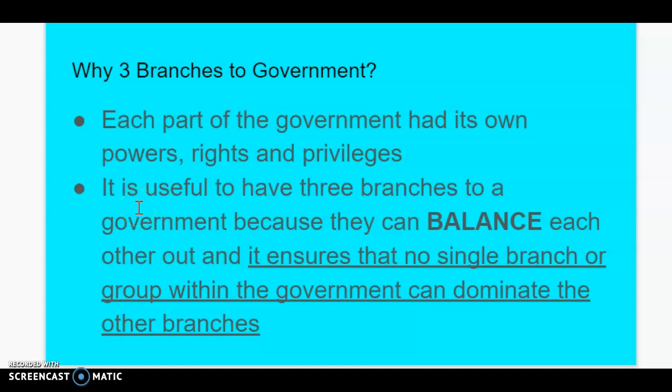So why were there three branches in Rome? Because of the compromise. The plebeians, they were organizing and they were upset. They wanted more say and more power in government. The patricians had to give them that power.